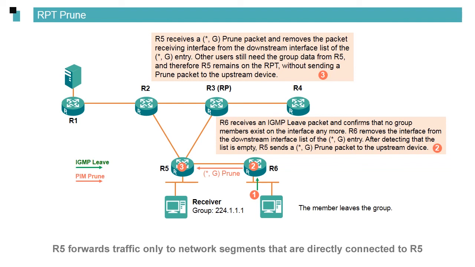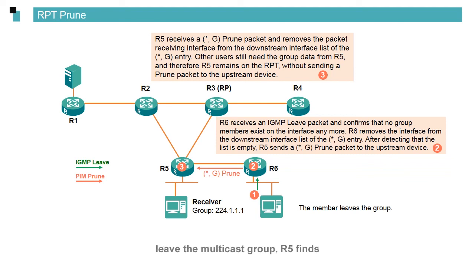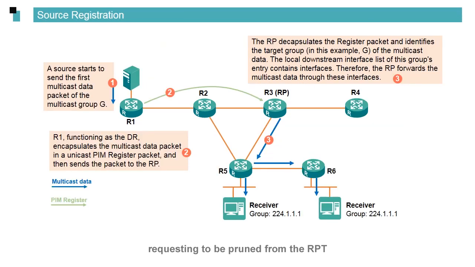R5 forwards traffic only to network segments that are directly connected to R5 and have multicast members. It does not forward traffic to R6. After hosts on the network segment directly connected to R5 leave the multicast group, R5 finds that the downstream interface list is empty, and therefore sends a prune packet to the upstream interface requesting to be pruned from the RPT.